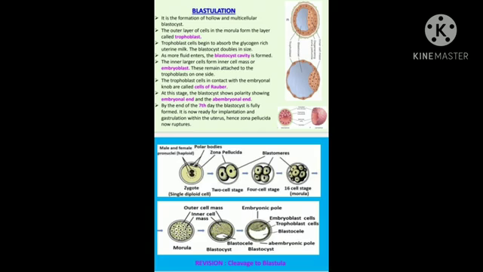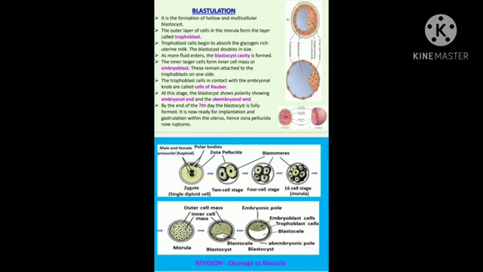These remain attached. What happens over here? It remains attached to the trophoblast on only one side. The trophoblast cells in contact with the embryonal knob are called cells of Rauber. At this stage, the blastocyst shows polarity. The side with the inner cell mass is called the embryonal end, and the side opposite to it is the abembryonal end. By the end of the 7th day, the blastocyst is fully formed.